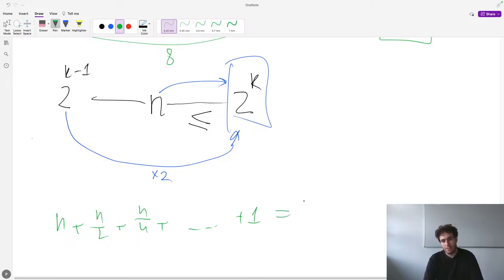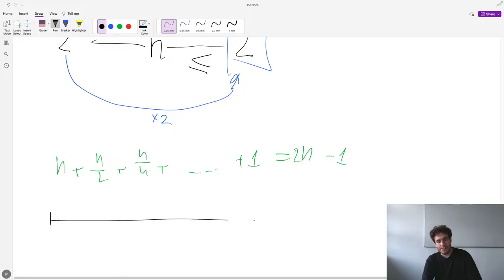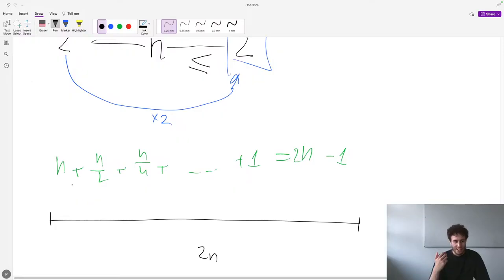And I want to say that this is equal to 2n minus 1. Why is it the case? Let's just consider a segment of length 2n. And I want to say that every one of these summands is a half of everything that's left. Maybe you've heard of this story of a tortoise and, I'm not sure what the other animal is, hare probably. And the hare always goes one half of the way, then it goes another half of the way, another half of the way, and so on.